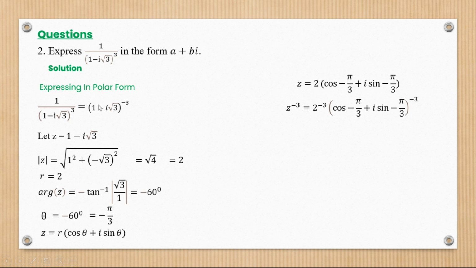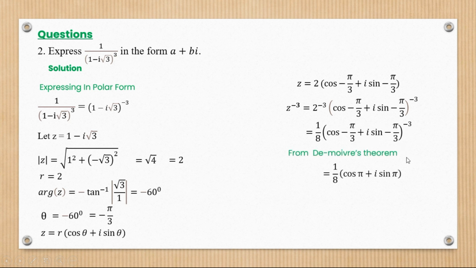So now we know z. If we go back to the original, since this is equal to z, we're now looking for z to the power negative 3, which can be expressed in this format with our knowledge of De Moivre's theorem. So it can be expressed in this form. Obviously 2 to the power negative 3 is the same as 1 over 8, so we're going to keep it in fraction form, and then we are left with that.